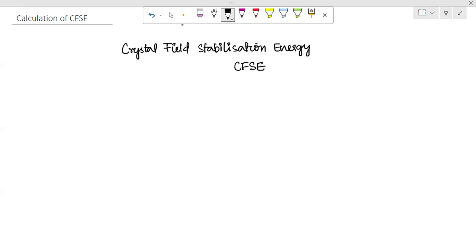Understand that crystal field stabilization energy is not equal to crystal field splitting energy. In CFSE, the S stands for stabilization, while this delta O, delta T, or generally delta, represents splitting, crystal field splitting energy. So please pay attention to this. I have seen many students who keep switching between crystal field stabilization energy and splitting energy. For both of these, they just write CFSE. No. In CFSE, S stands for stabilization energy and delta is for splitting energy.